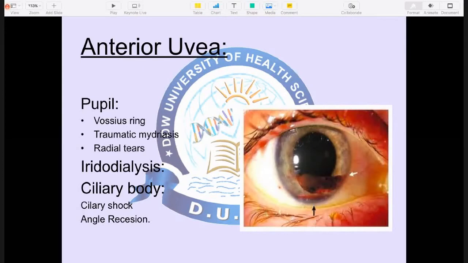Okay? So you can have traumatic mydriasis, and that appears to be the case in this particular patient where the pupil is dilated. You can also have the iris torn away from its root. It then creates another pupil, and that is known as iridodialysis. And the ciliary body, which is found right next to the iris, that can also get damaged. Now, what is the function of the ciliary body? What happens when there's trauma? How can it damage the ciliary body?